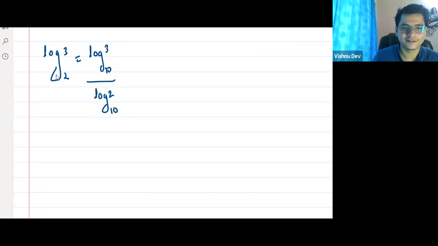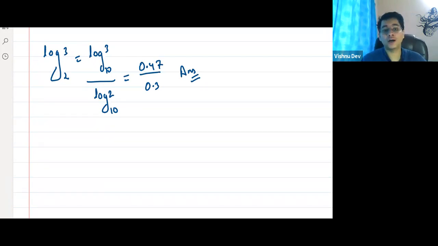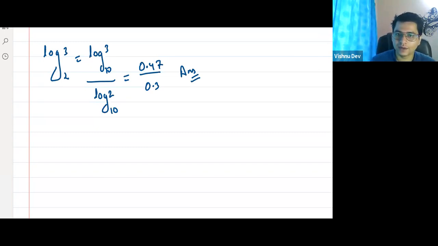So can you find this value? Log 3 base 2. Log 3 base 10 is 0.47 and log 2 base 10 is 0.3. Yes or no? Yes, sir. Do you understand now? The value of log base 10 is the only one I know. That's why we generally take 10. It's not necessary, but I know the values only for base 10. Otherwise I don't know the value, right?